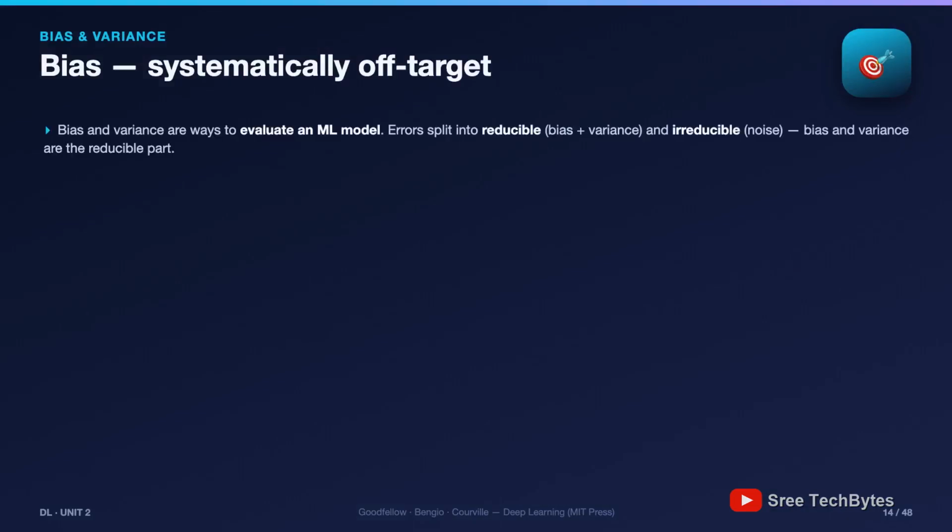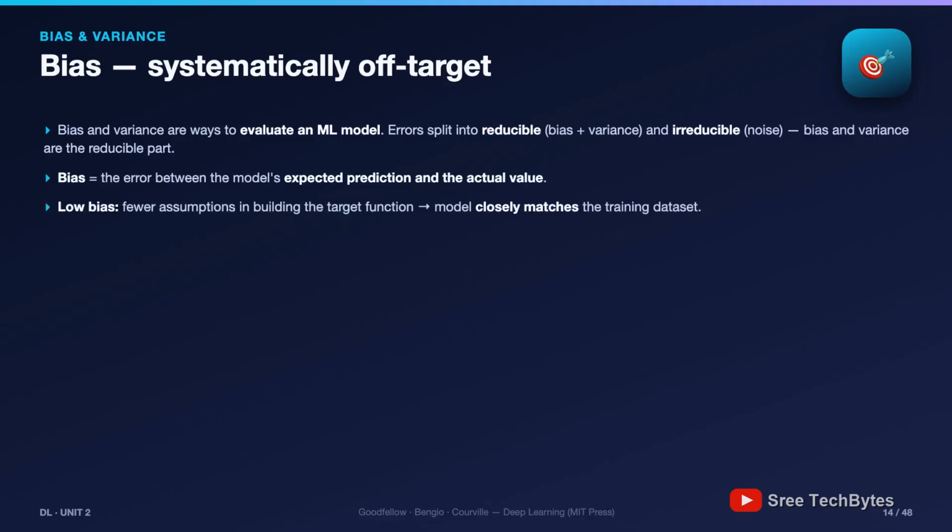First, the big picture: errors split into reducible and irreducible. Bias and variance are the reducible part, the part good modeling can shrink. Bias is the gap between the model's expected prediction and the actual value. The formula: bias equals the expected value of y hat minus true y. In words, average all your predictions. How far is that average from the truth?